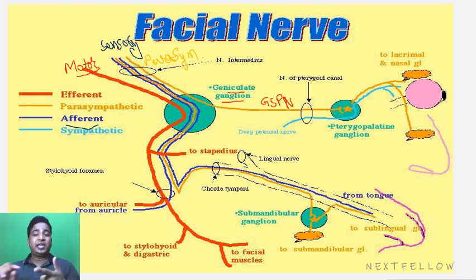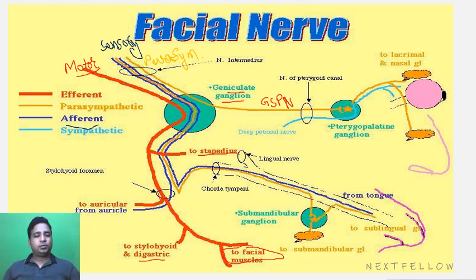So that's the reason any facial nerve lesion or pathology will lead to dryness of the eye, because there will be less lacrimation. Now, as you can see, the motor fibers go to the nerve to stapedius, so it helps in stapedius muscle contraction. And then further, they give the auricular branches, stylohyoid and digastric branches, and to the facial muscles and the parotid gland. We all know the structures.